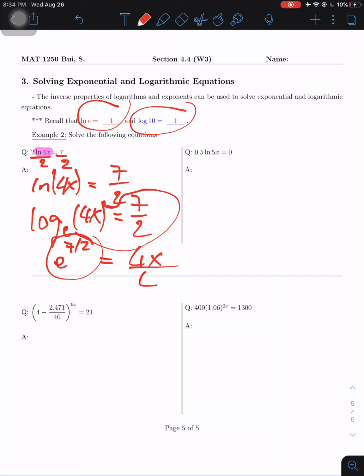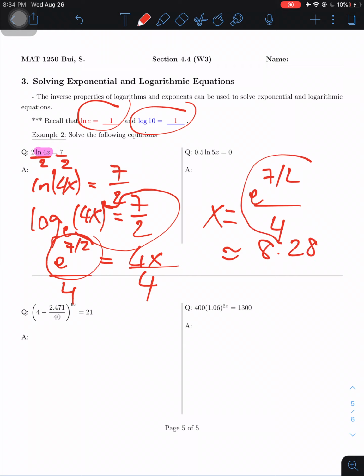You can divide both sides by 4, and the final answer we have is x equals e to the 7/2 divided by 4. Or in decimal, this equals 8.28. I would prefer the exact form, but if you cannot make it, then that's fine too, okay?